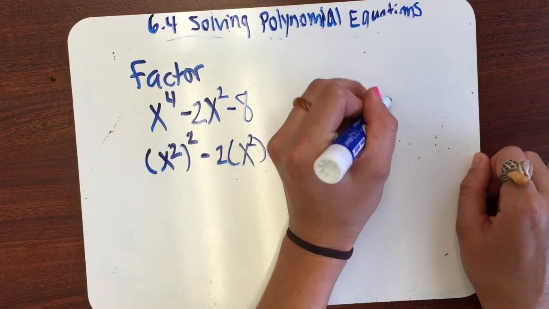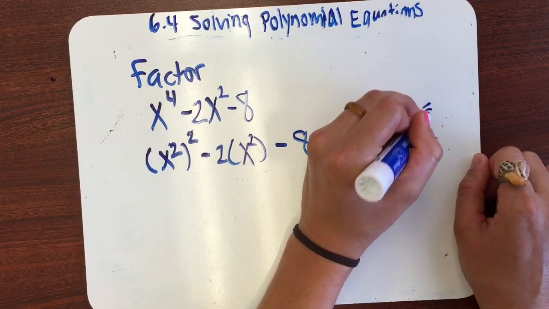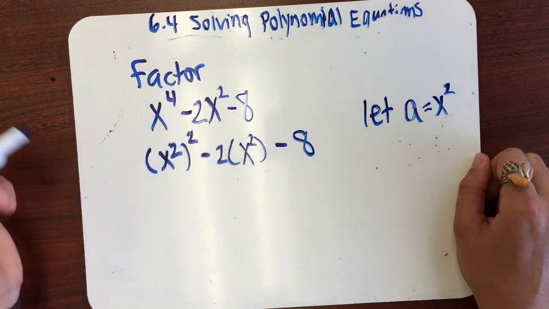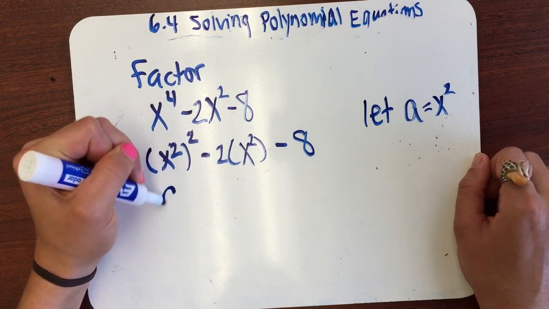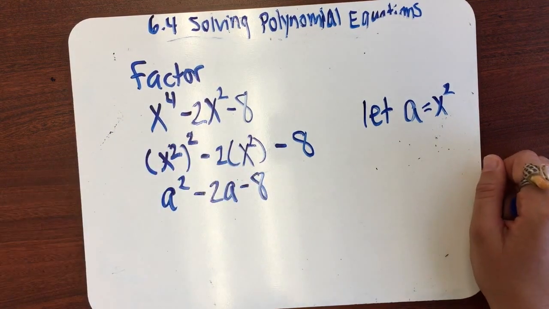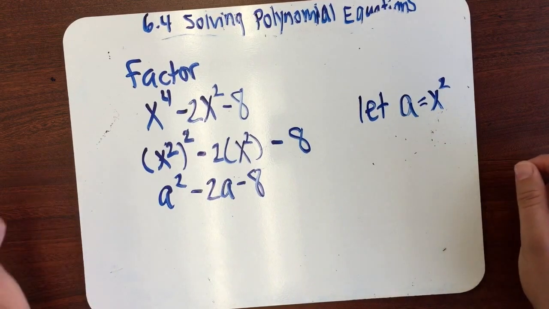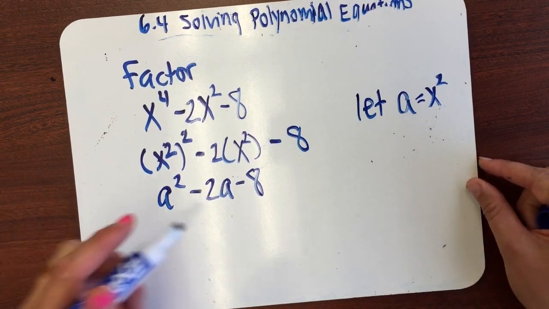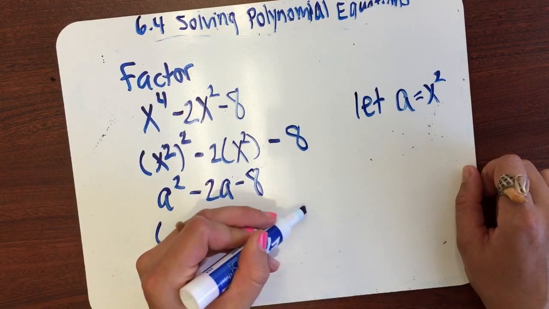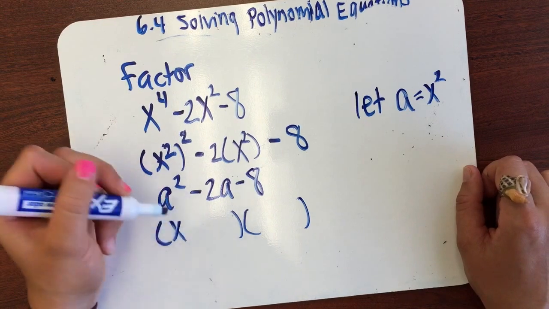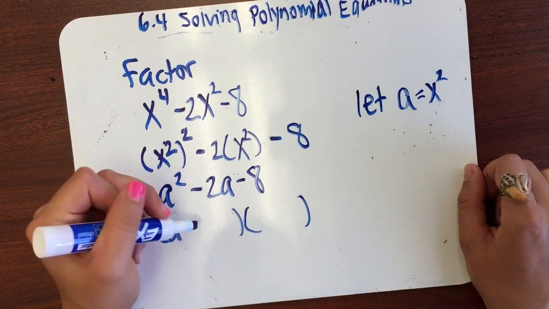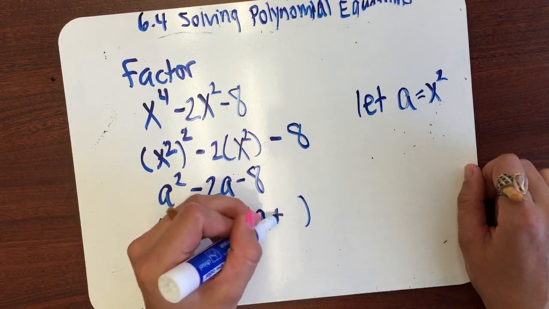Then what we're going to do is we're going to say, let a equal x squared, or any variable you want here, and we're going to replace our x squared with a. So wherever I see x squared, I'm going to write a squared minus 2a minus 8. And then from here, we're going to factor it just like a quadratic. So we say what multiplies to negative 8 and adds up to negative 2. So for a, we use a negative 4 and a positive 2.